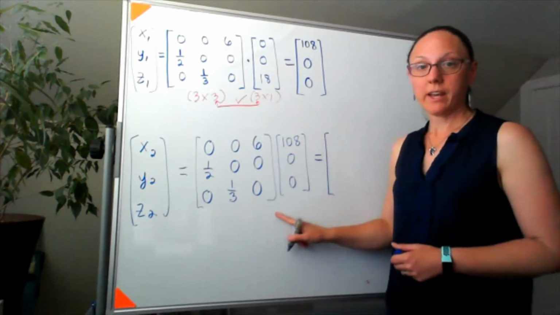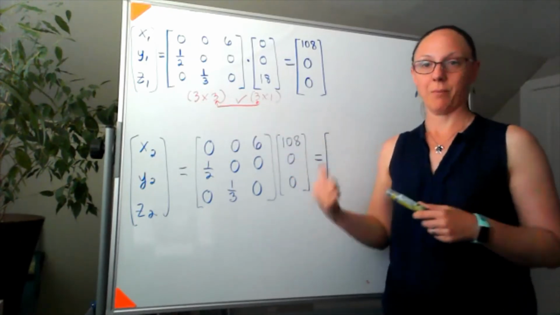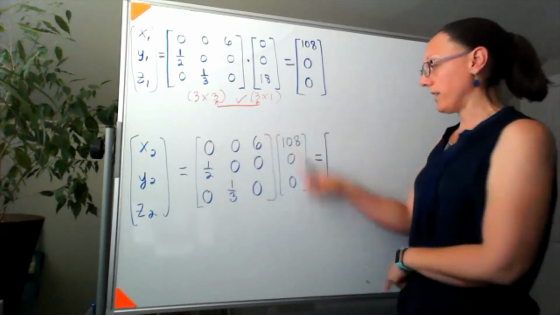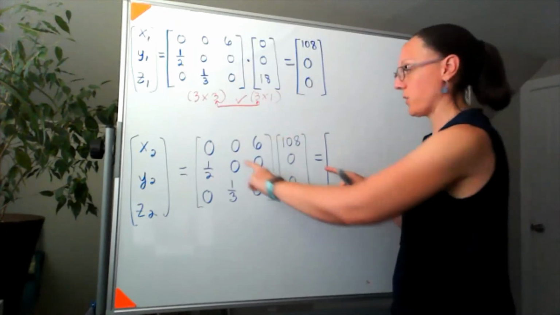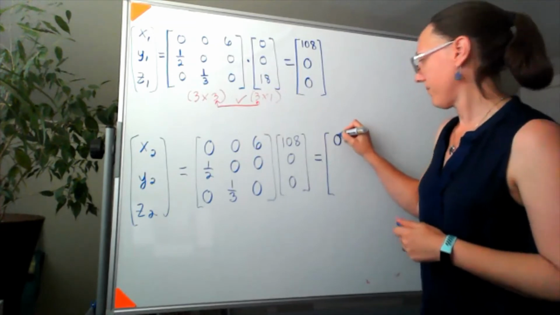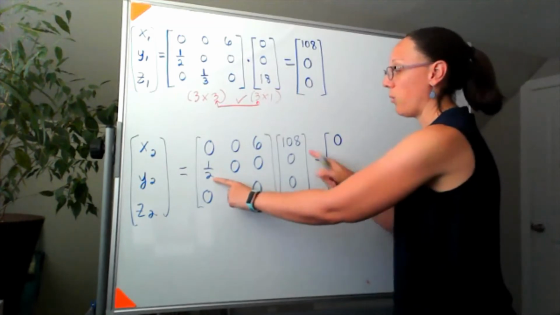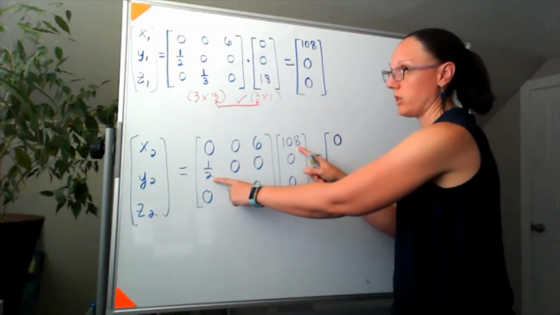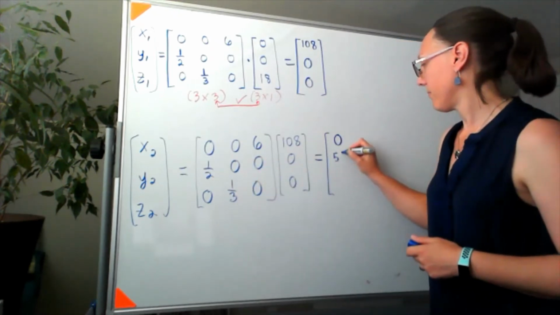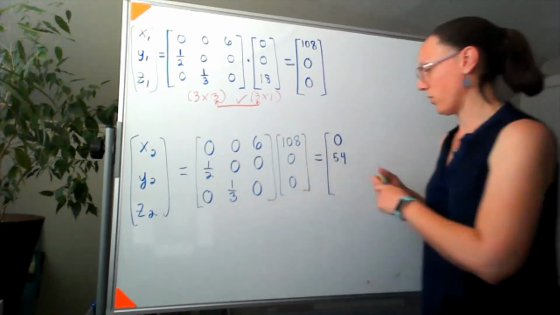Again, I have a 3 by 3 times a 3 by 1. Those inner dimensions are going to match, and the outside result is that my answer should be a 3 by 1. So I'm taking row 1 times column 1 to get that first entry. So I'd have 0, 0, 0. To get my row 2, column 1, I'm going to take 1/2 of 108, which should be 54, plus 0 plus 0. And then I'd have 0 plus 0 plus some more 0.